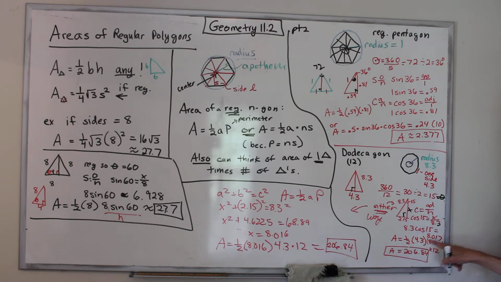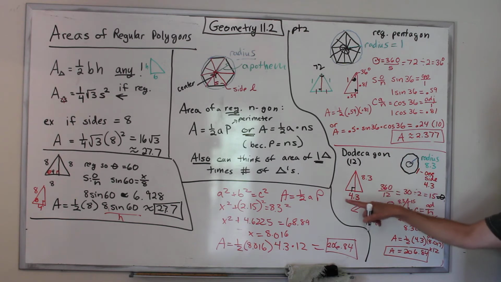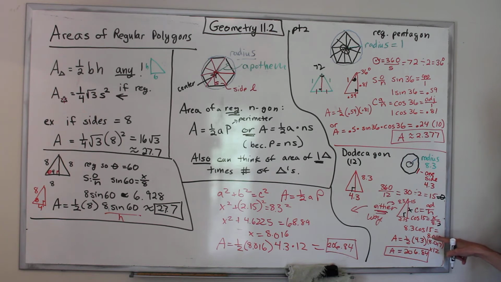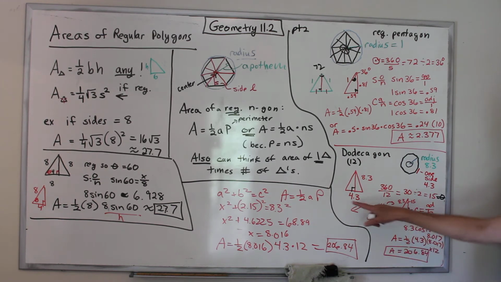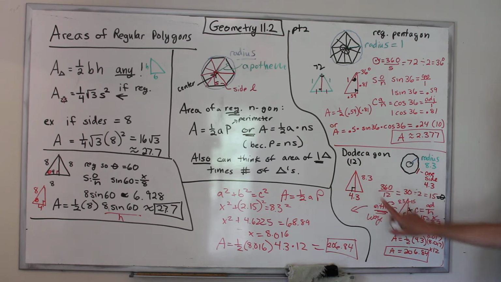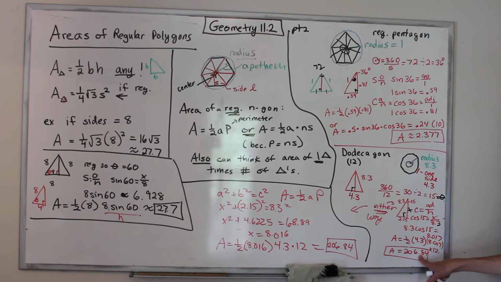Now I can get the area of this triangle. Area equals 1/2 base times height. And I actually could do this whole triangle now that I know its height, 8.017. And I can do 1/2 times 4.3 times 8.017. And how many of these triangles do I have? I have 12. So I'll multiply by 12 and I get the area.